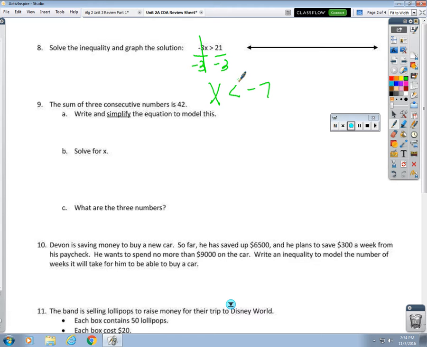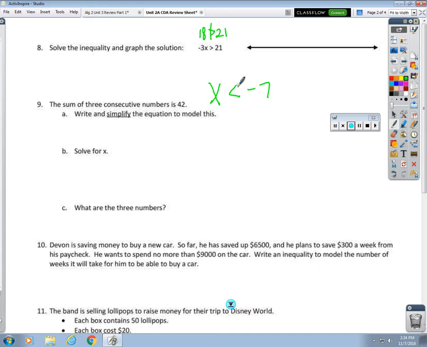Think about it. If you had kept it x is greater than negative 7, what's a number that's greater than negative 7? Negative 6 is greater than negative 7, right? If I plug in a negative 6 up here, negative 3 times negative 6 is 18. Is 18 greater than 21? No. So see why numbers greater than negative 7 didn't work?